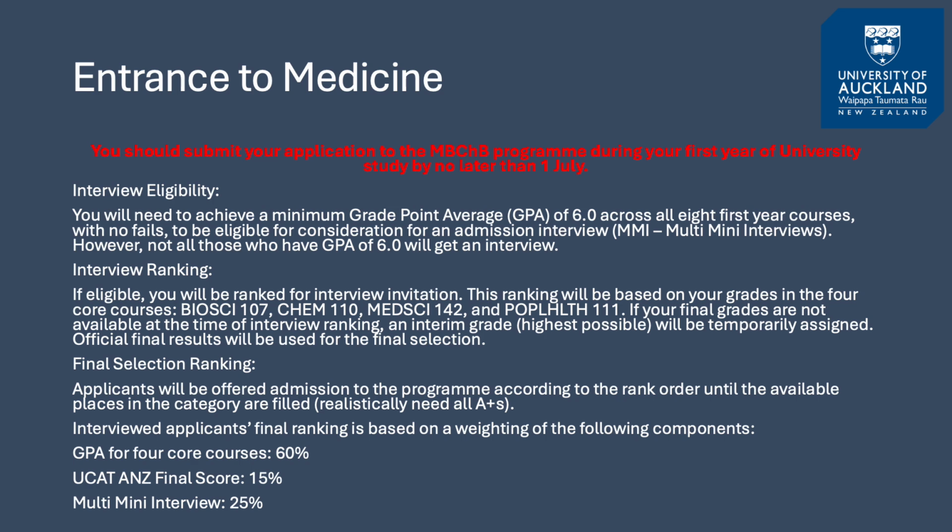And just another important note is that you should submit your application to the Bachelor of Surgery and Bachelor of Medicine program during your first year of university study, no later than the 1st of July. So once you're in the course for biomedical science or health science, you need to apply then for your Bachelor of Surgery and Bachelor of Medicine during that first year, no later than July 1st.